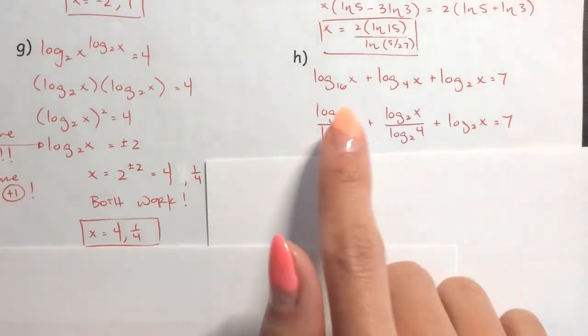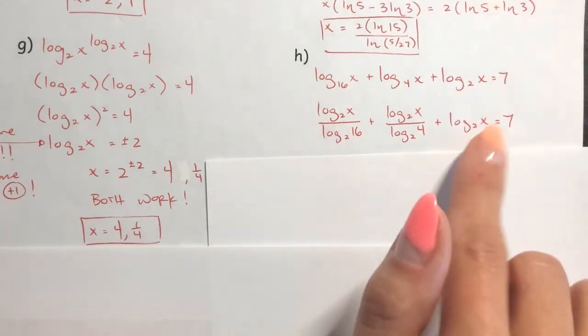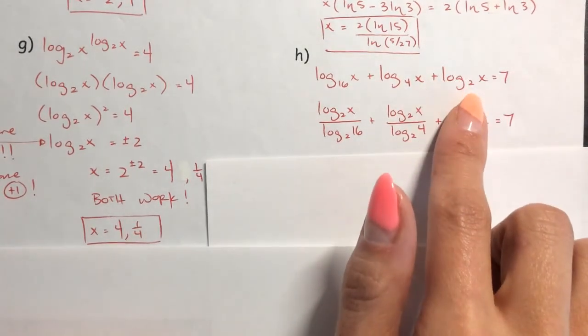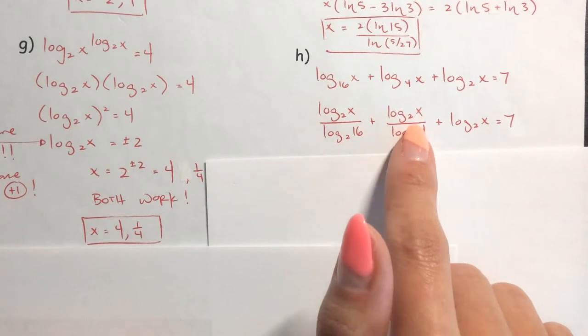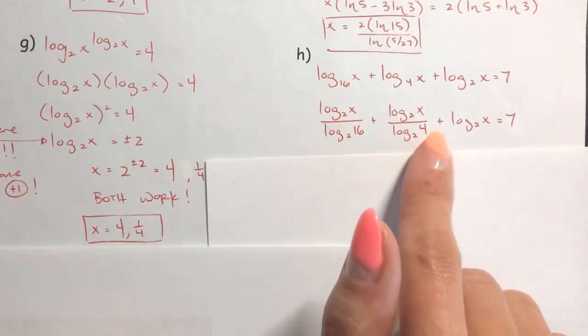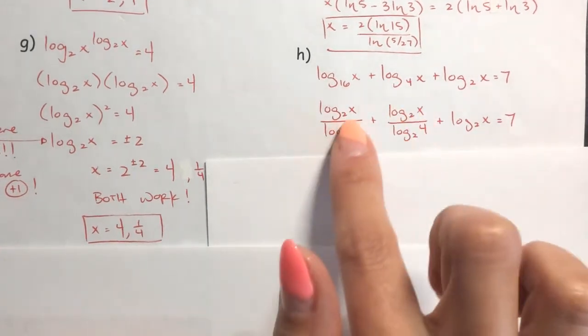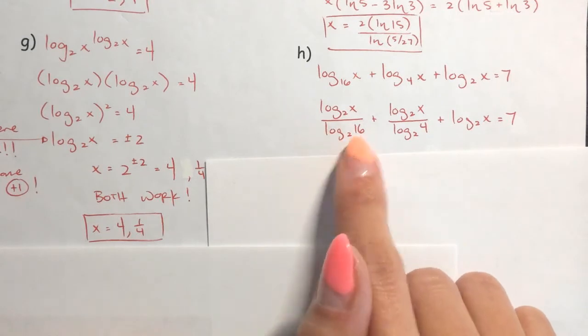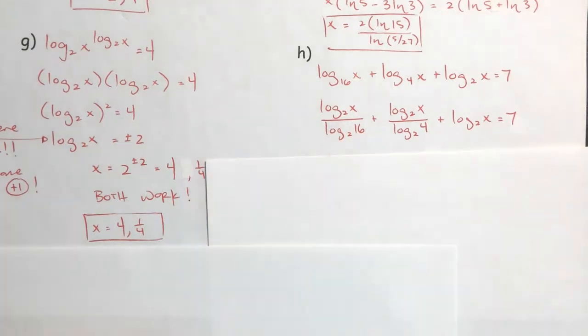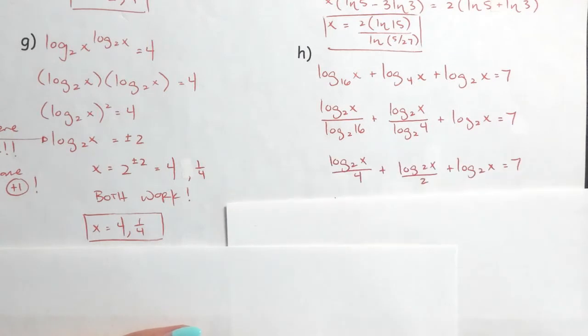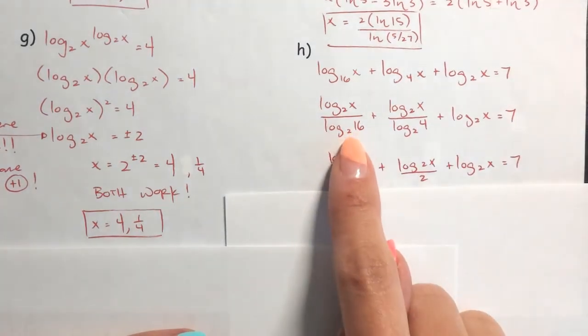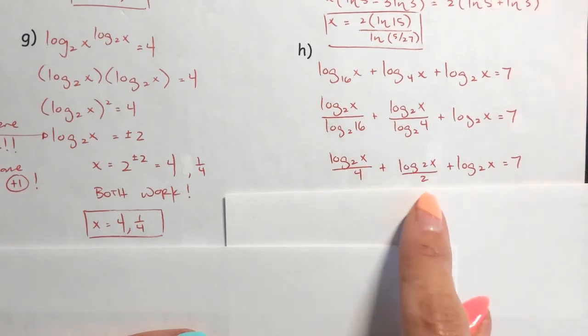Because, well, you'll see. But this one that I didn't change already has a log base 2. So if I do log base 2 of x over log base 2 of 4, what do these become? Well, what is log base 2 of 16? That's actually something that you can simplify in your head, right? So really, this is a 4, and this is a 2 as a denominator.